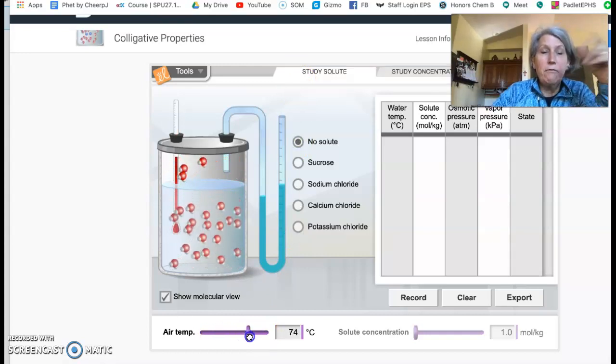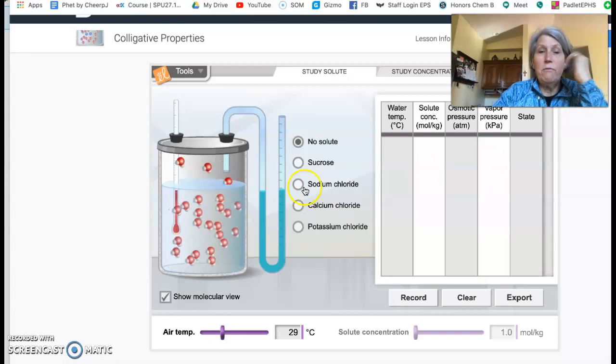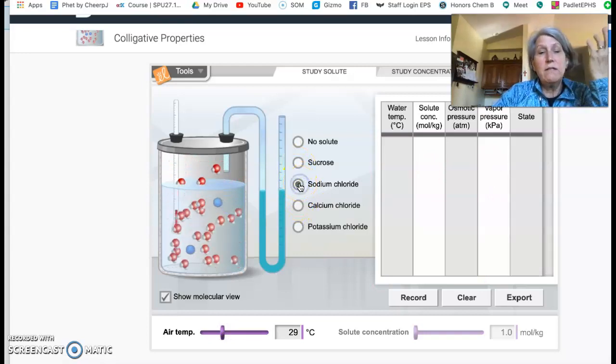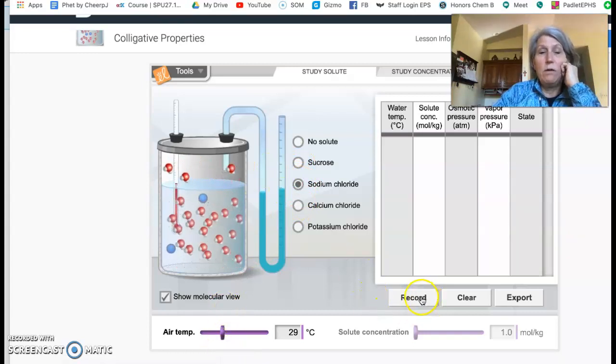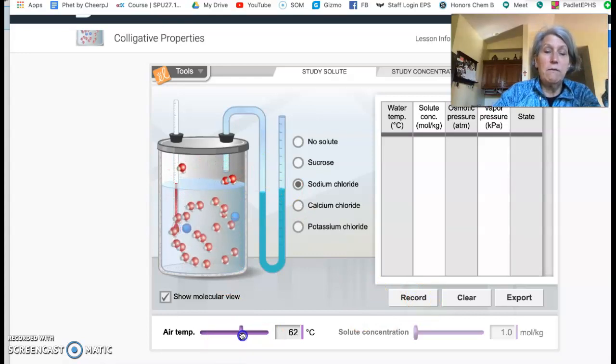Actually, before I talk about freezing, let me show you one other thing here. So I'm going to go back to 25 degrees C here, and I kind of wish I didn't clear this, but hopefully you guys will be able to see what I'm talking about. We'll look at sodium chloride here. We'll just say we're at 61, which is what we were at earlier. So we'll go back to 61.